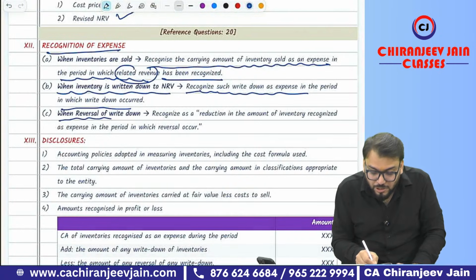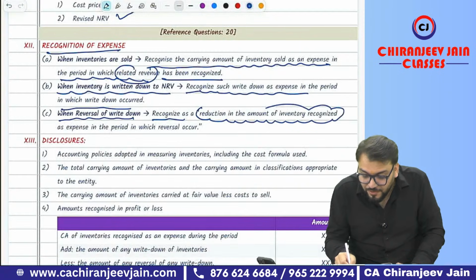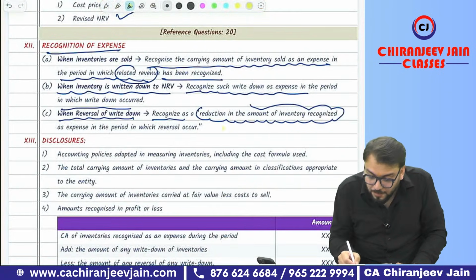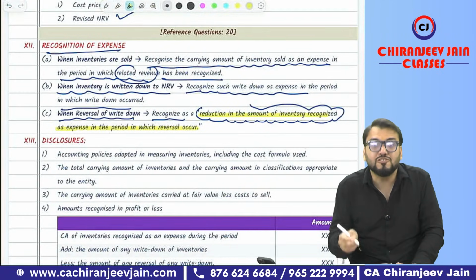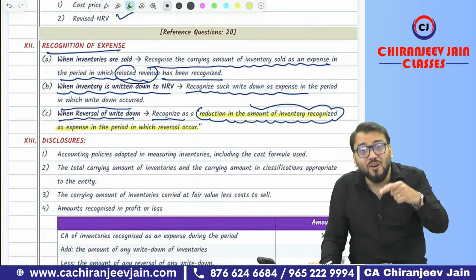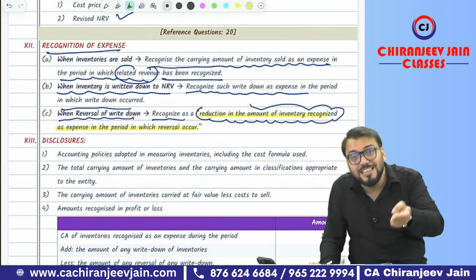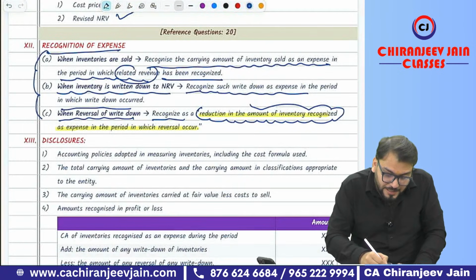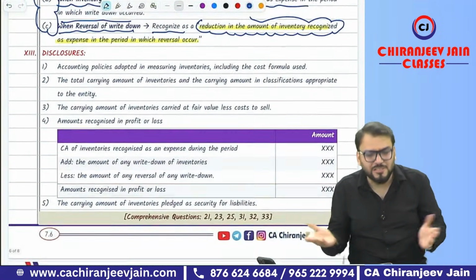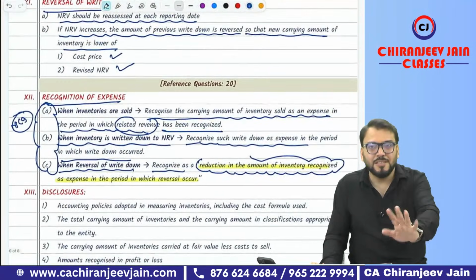Similarly, a reversal of write down is recognized as a reduction in the amount of inventory recognized as expense in the period in which the reversal occurs. So any reversal of a previous write down will be recognized as a reduction of inventory expense in the year in which the reversal occurs. This is very important. It can be asked as a multiple choice question, MCQ. Disclosure you can do. The chapter is over. In this chapter, nothing more than this.